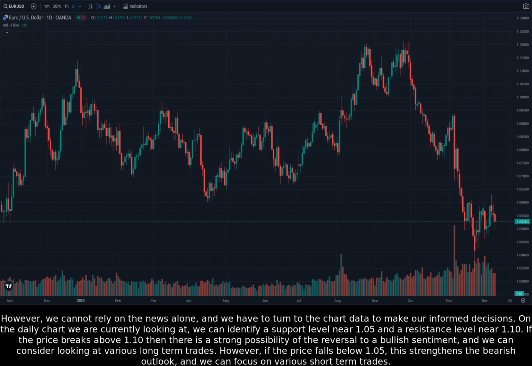If the price breaks above 1.10, then there is a strong possibility of the reversal to a bullish sentiment, and we can consider looking at various long-term trades. However, if the price falls below 1.05, this strengthens the bearish outlook, and we can focus on various short-term trades.